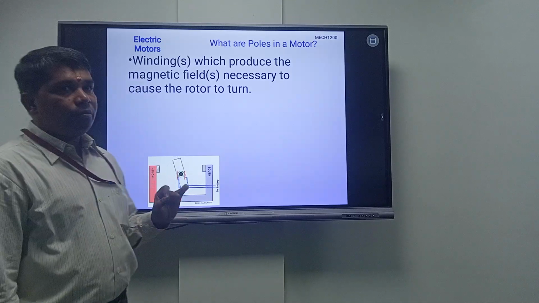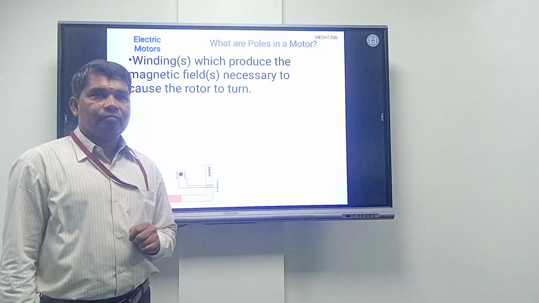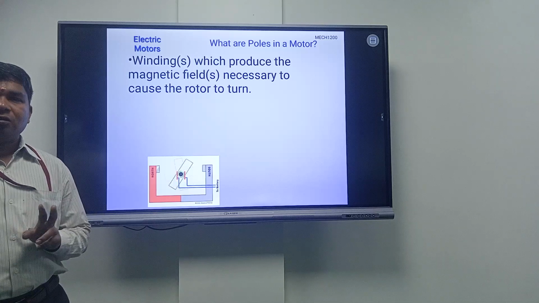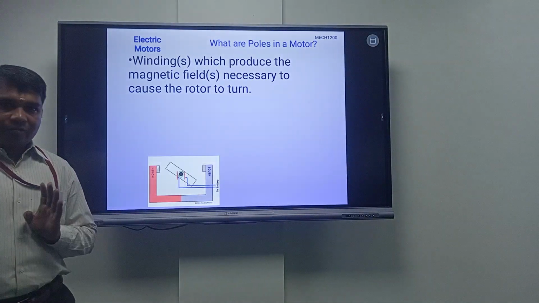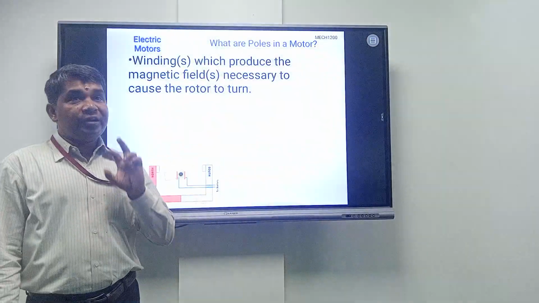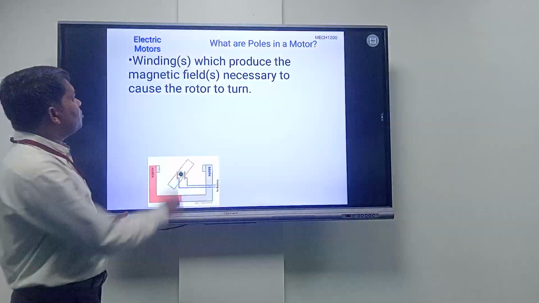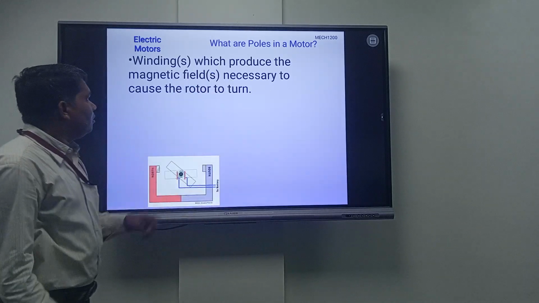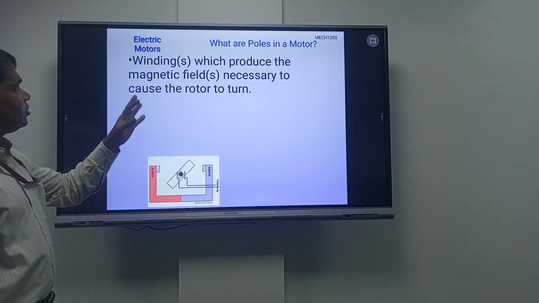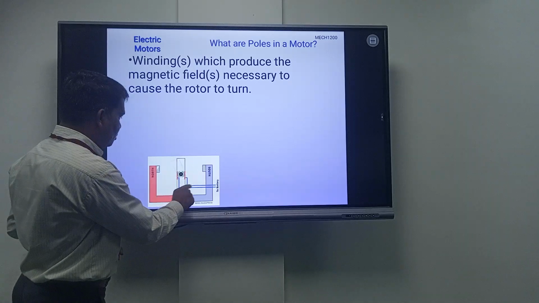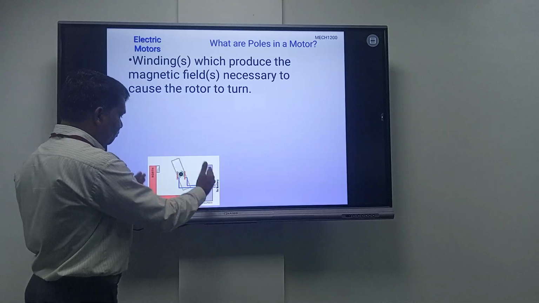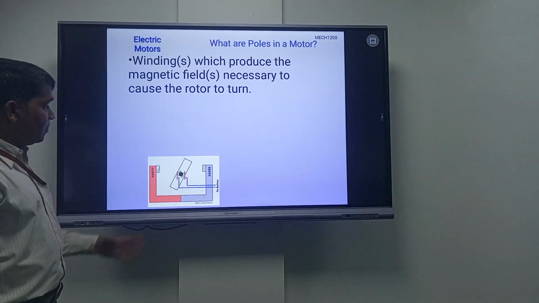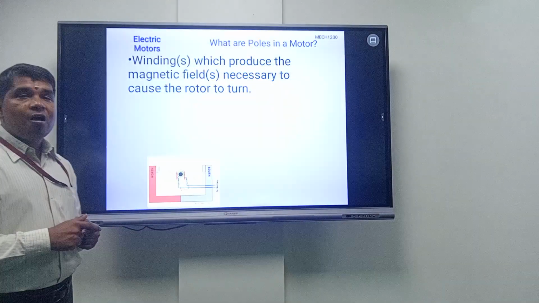I have used the word poles. We are using two windings, field winding and rotor winding, or field winding and armature winding. The field winding is placed in the poles, and it produces the magnetic field necessary for the rotor to run. Poles means the north and south poles, where the field winding is placed, which will make the rotor rotate because of Faraday's law.